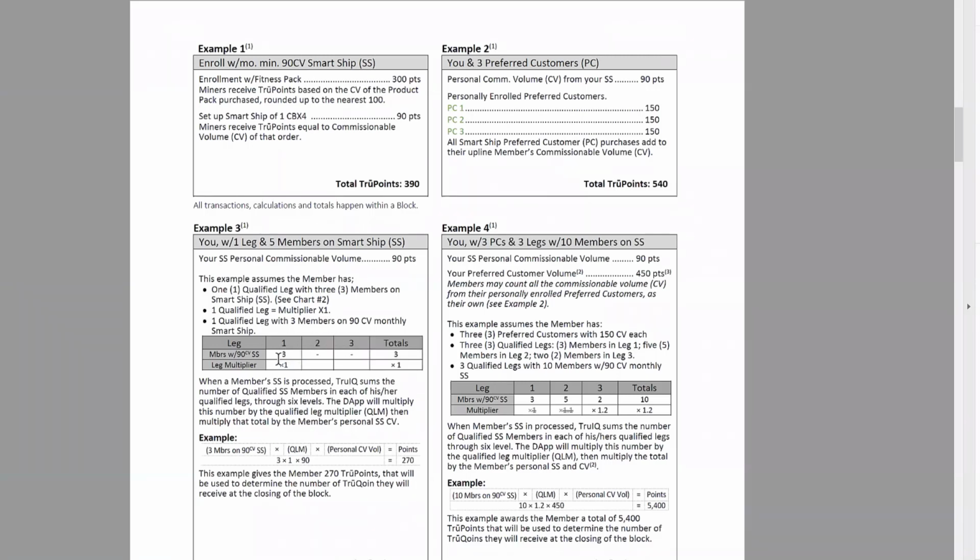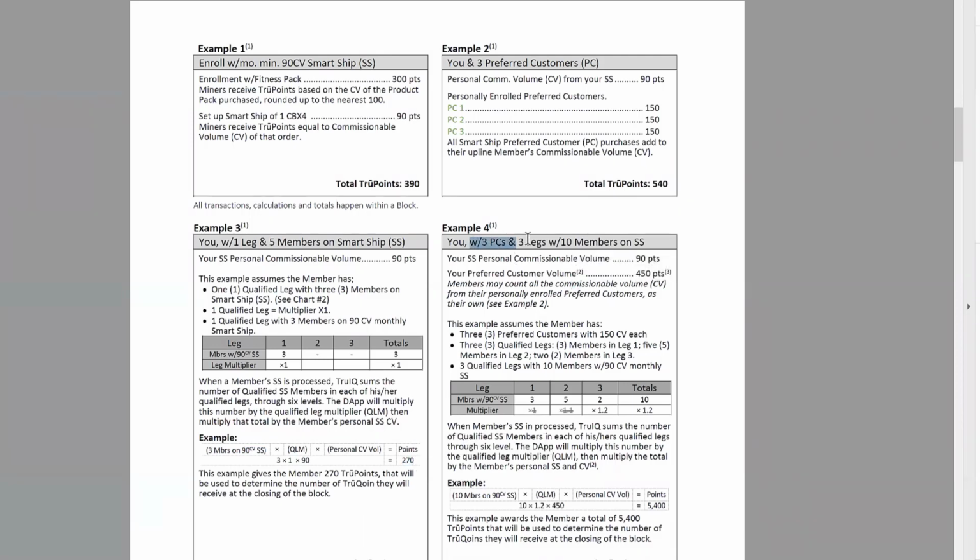You have three times one times 90 for each of those people. So if you look down here at the multipliers, you have three members all on SmartShip in one leg. That's your multiplier times 90, your own personally enrolled SmartShip. And that's 270 points if you do the math there. Here's the example right here.